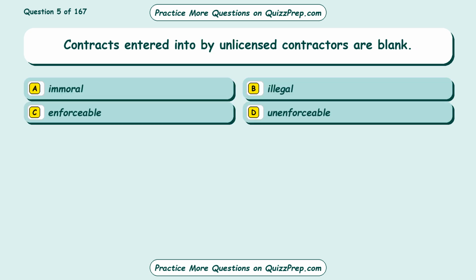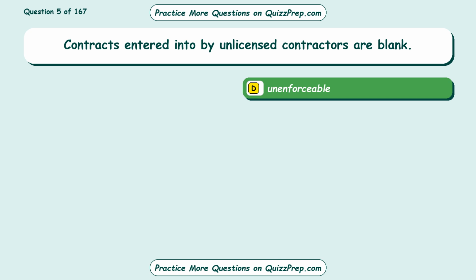Question 5. Contracts entered into by unlicensed contractors are blank. Option A. Immoral. Option B. Illegal. Option C. Enforceable. Option D. Unenforceable. The correct answer is option D. Unenforceable.